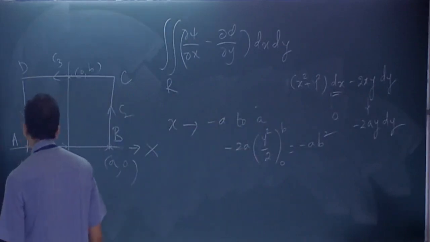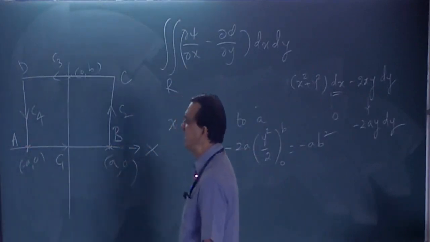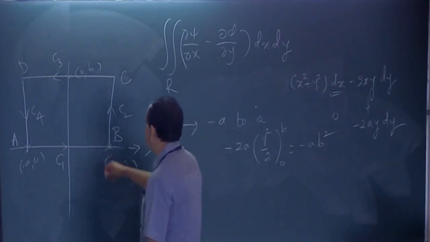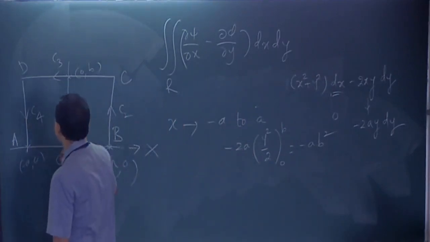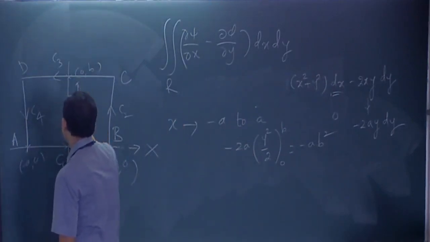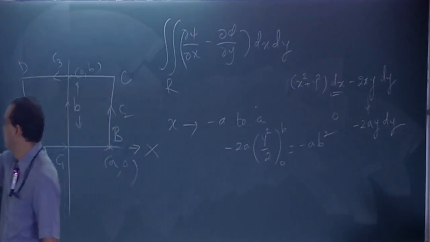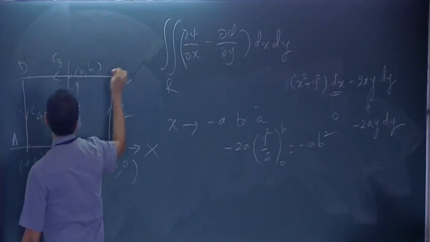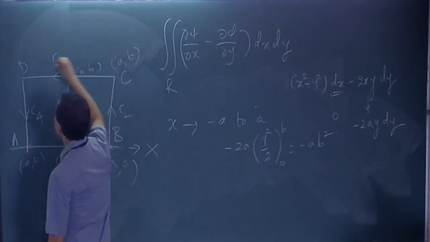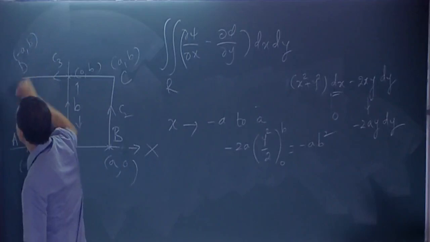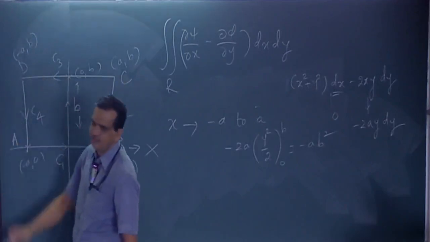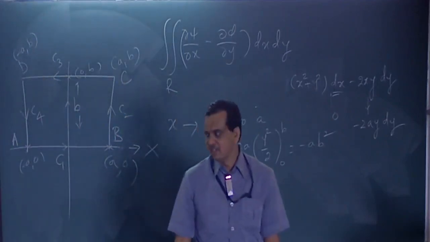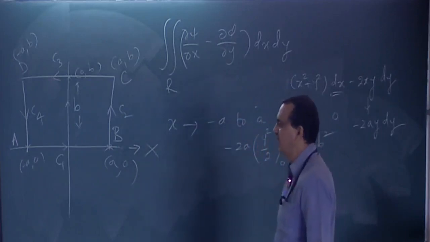Now go for the next curve C3, CD. See here y is b because this distance is b. So y is b, and now you see x is going from positive to negative. Correct? So we have to maintain direction, we cannot change. Hence, we have to take the limits of x as plus a to minus a.